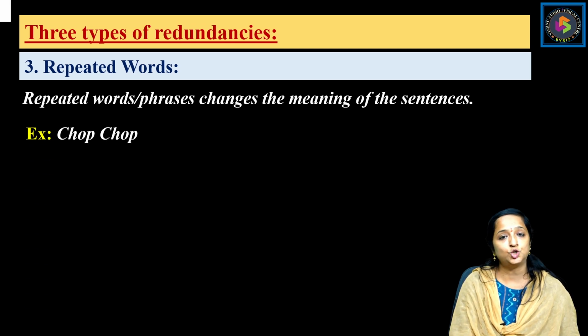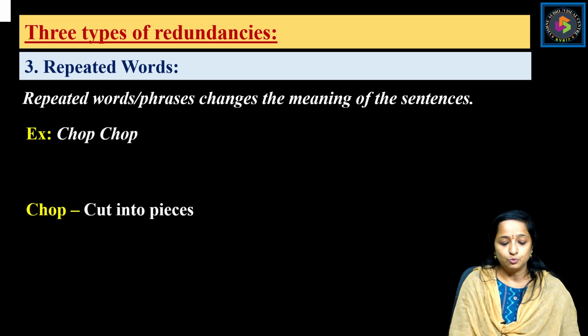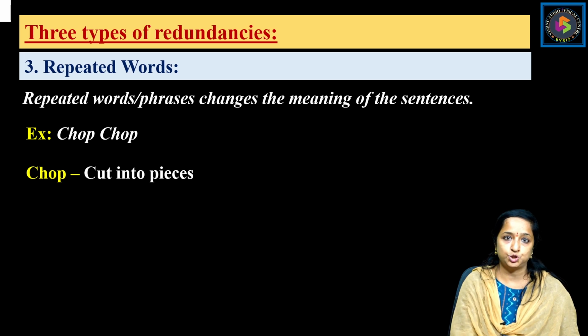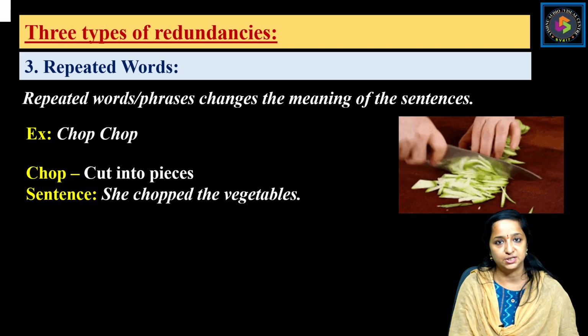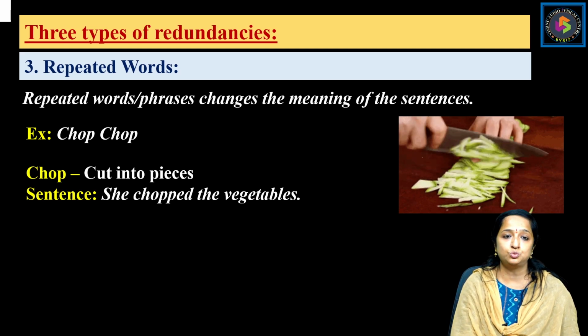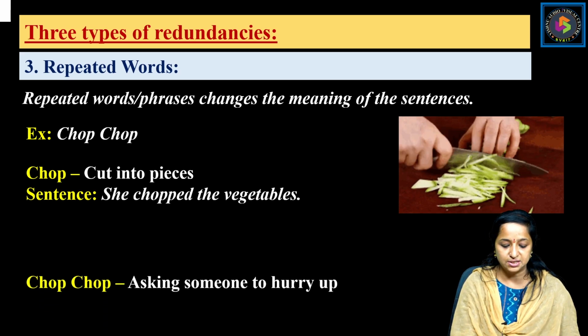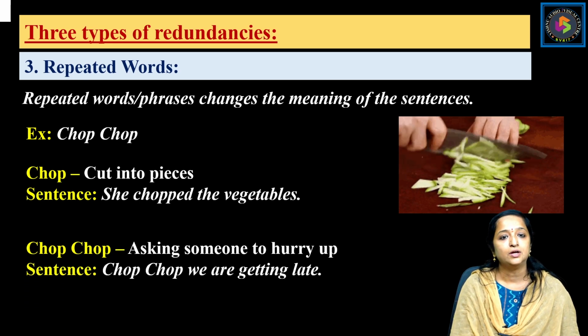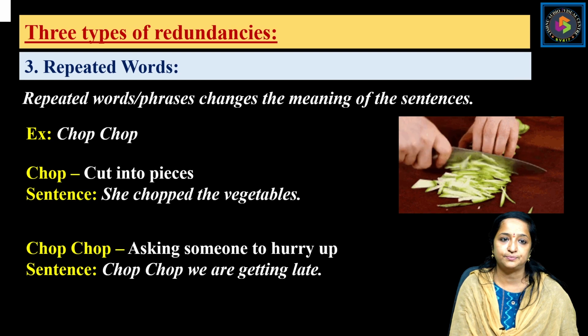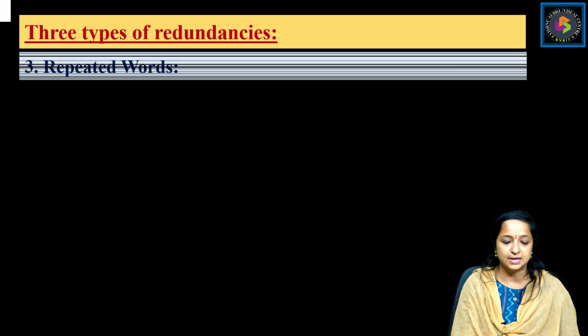For example, chop chop. Generally, if we use one chop, that means cut into pieces. For example, she chopped the vegetables. If we use 2 chops at a time in a sentence, the meaning gets changed. Chop chop means asking someone to hurry up. Chop chop, we are getting late. Now let us go with one more example.